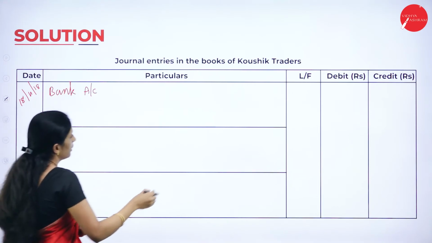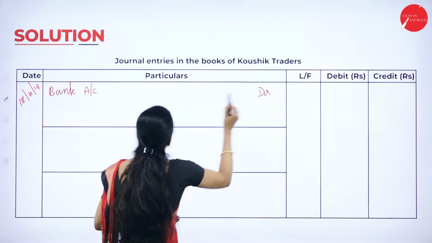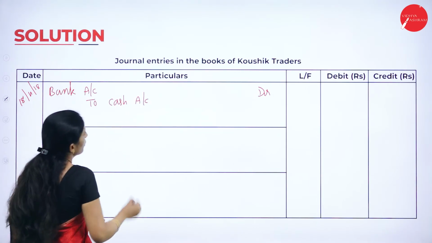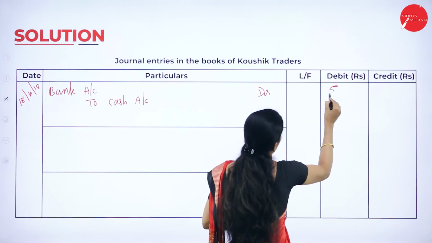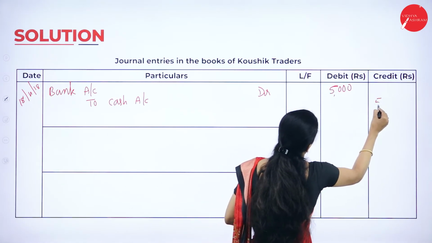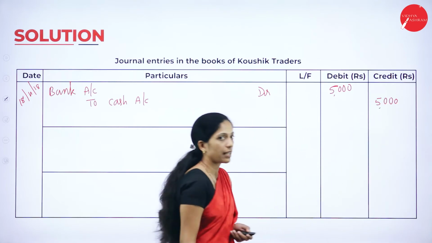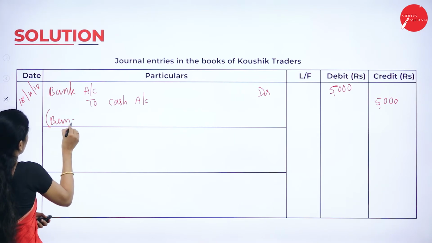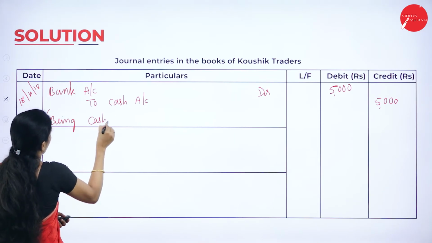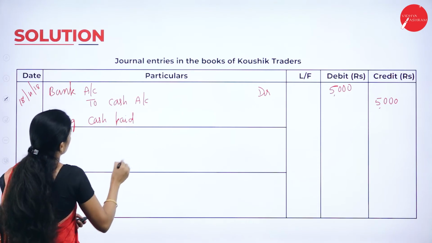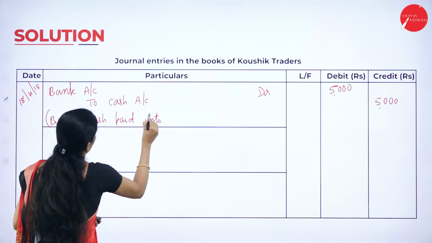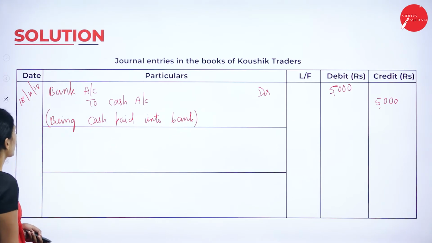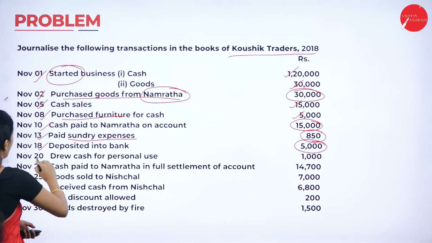Bank account debit to cash account. So what is the amount? 5,000. 5,000 in the debit side and 5,000 in the credit side. So how can you write the narration? Being cash paid into bank. Close the bracket. Next one, after 18th, we have 20th.